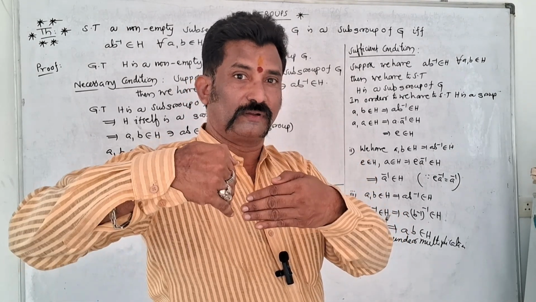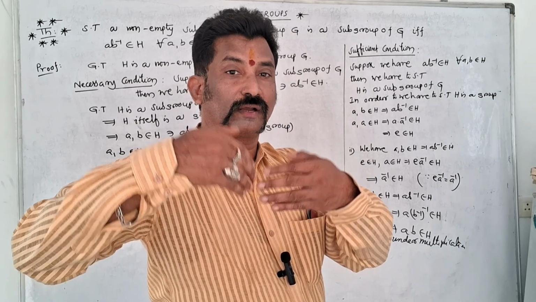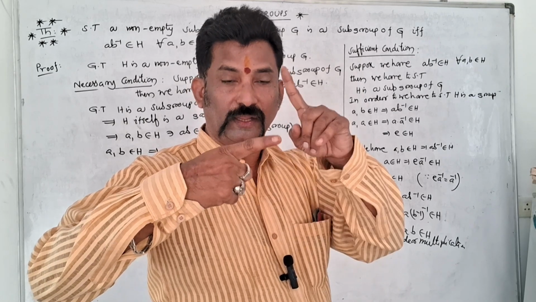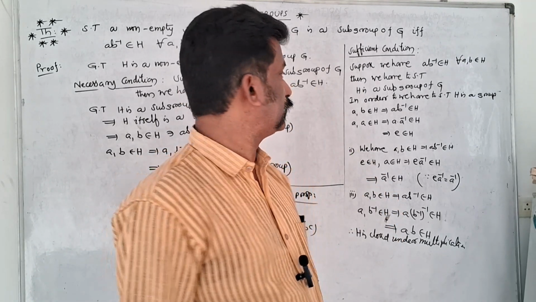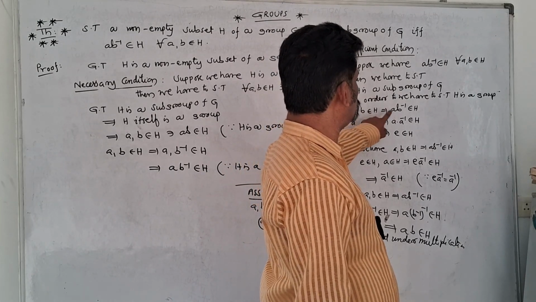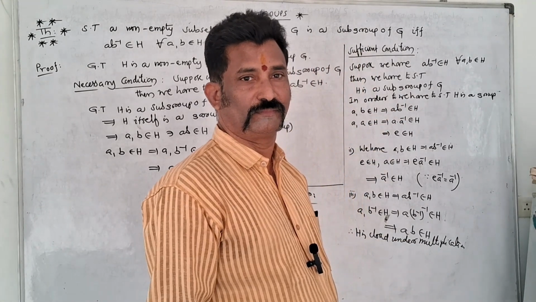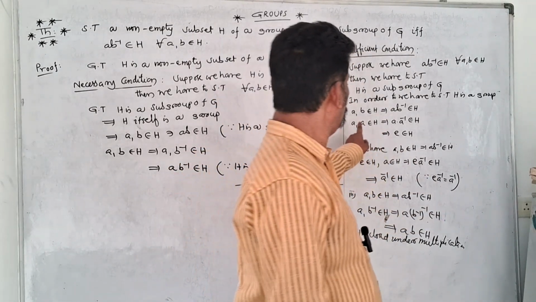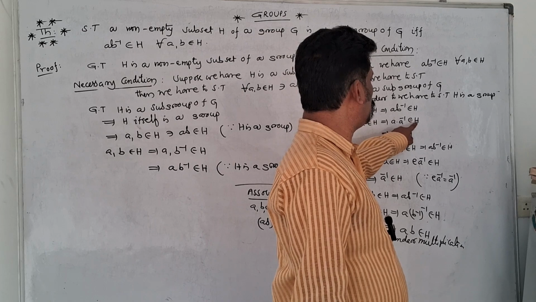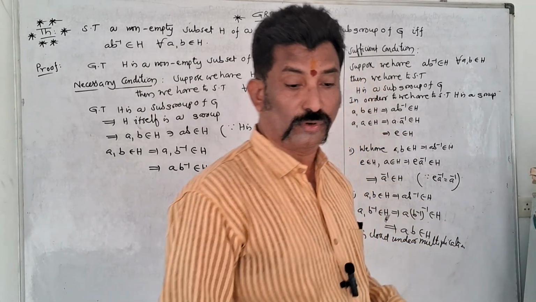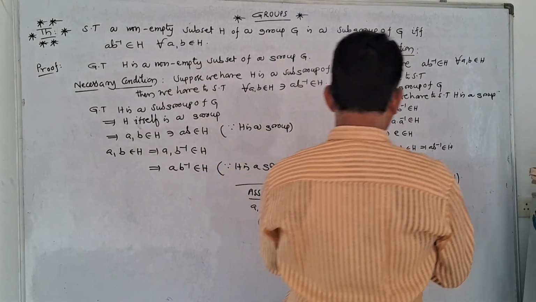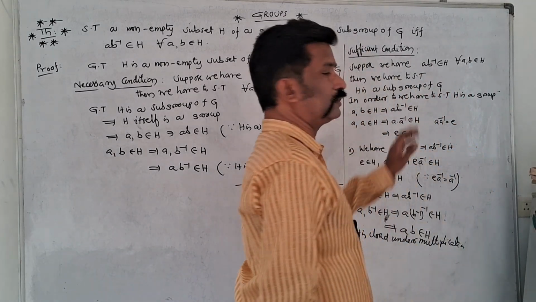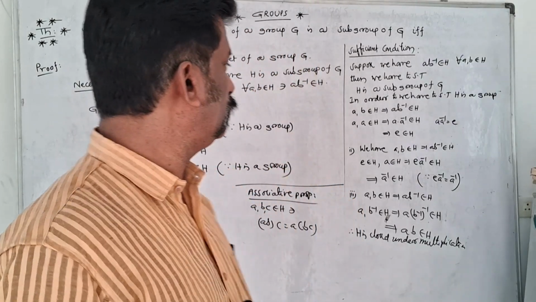So in this case, first we have to show the identity element, next the inverse, next the closure property, and next the associative property. So a, b belongs to H, which implies ab inverse belongs to H. Consider a, a, replacing b by a. a, a belongs to H, which implies a into a inverse belongs to H. That implies a into a inverse is equal to e. So e belongs to H. So the identity element exists in H.